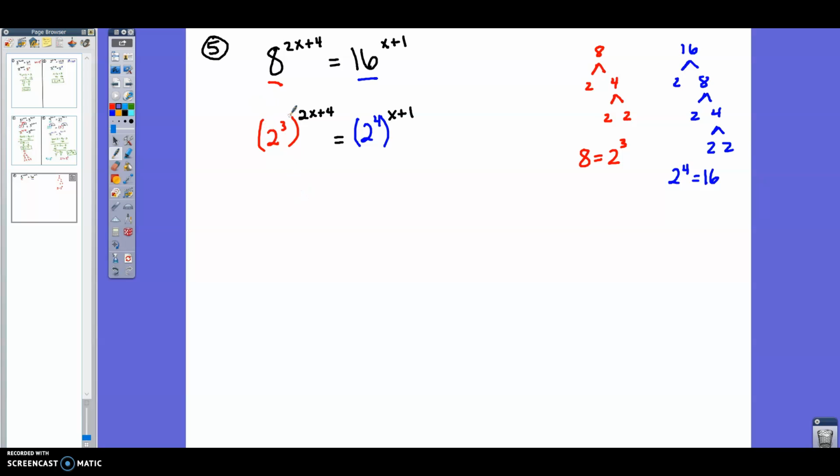So just like the other ones, we do need to distribute out our exponent. So over here on the left we have 2, and then 3 times 2x is 6x. 3 times 4 is 12. Then over here, 4 times x is 4x, and 4 times 1 is 4. So now that we have our bases the same, we can ignore the base, and we can just set our exponents equal to one another.